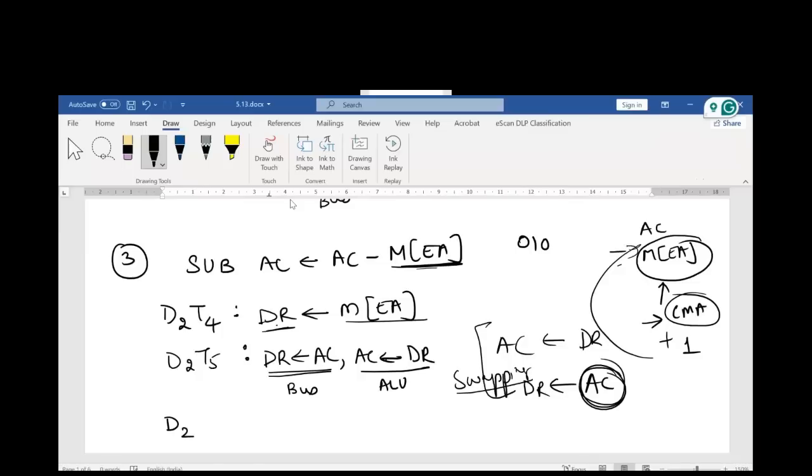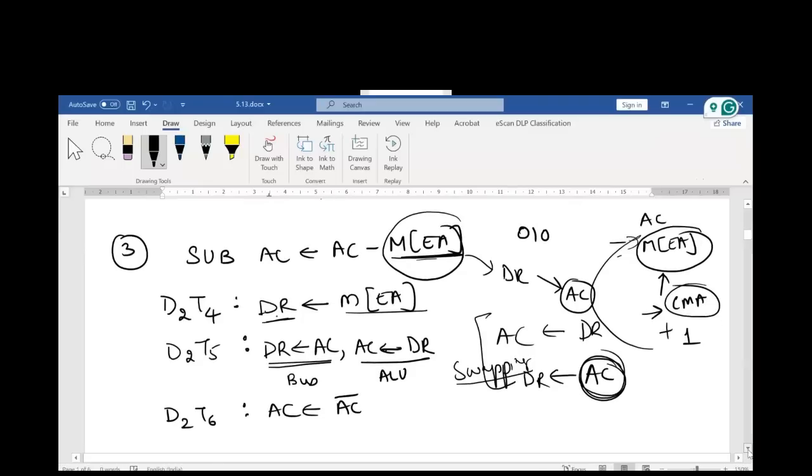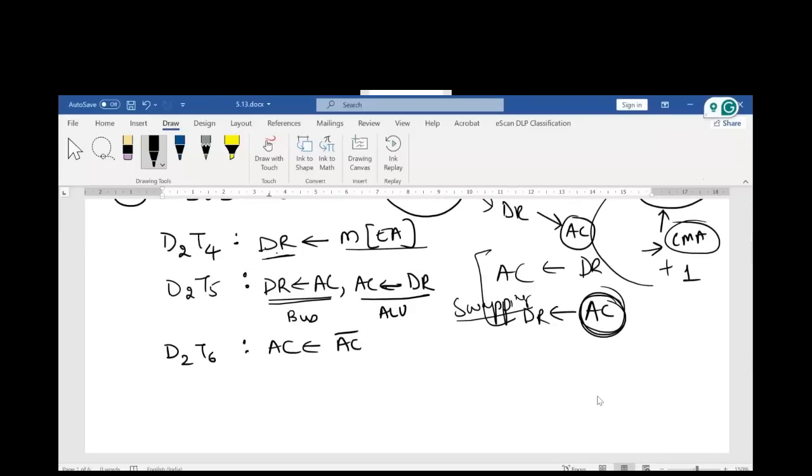Now D2, T6. Now I have my operand in AC. This M of EA first got transferred to DR. From DR, it got transferred to AC. So now I will have to take the complement of AC. So in this step, AC equals AC complement. Now I have the complemented value. Now what will I have to do? I'll have to increment the value of AC. Why? Because subtraction is carried out using 2's complement here.